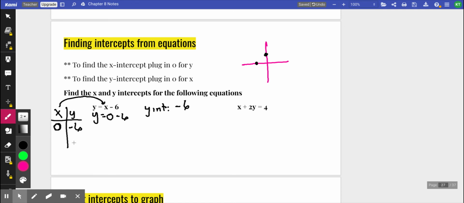Now, before we'd say, okay, well, let's find when x is 1, but we want to find the intercept. So to find the x-intercept, I simply plug in 0 for the y. So this goes here. So I would say 0 equals x minus 6, right? Now I got to solve for x. So we go plus 6 to both sides, and we get a positive 6 for the x-intercept.